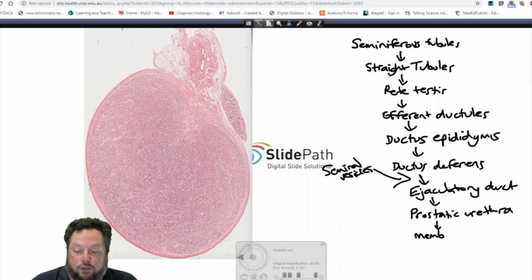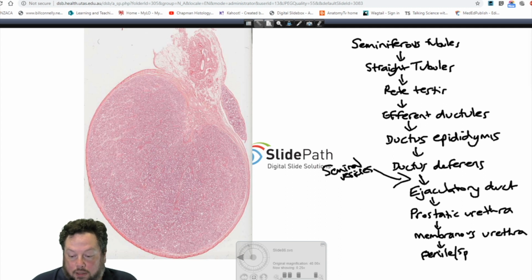goes through the membranous urethra, and then via the penile, or the spongy urethra. So this is the pathway of sperm.